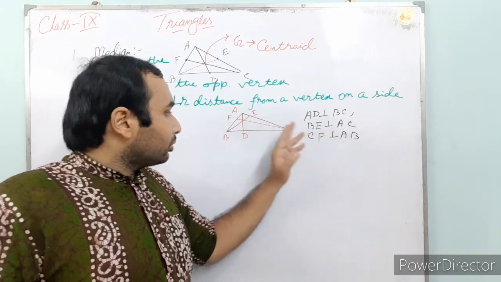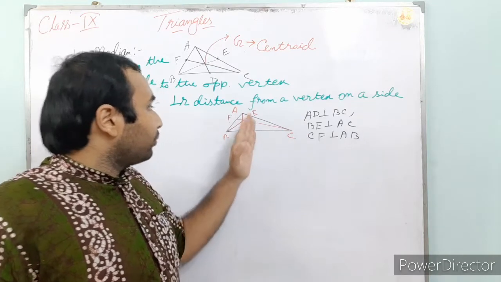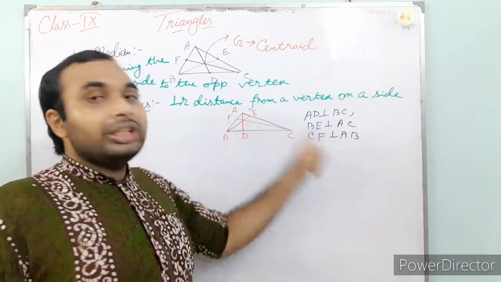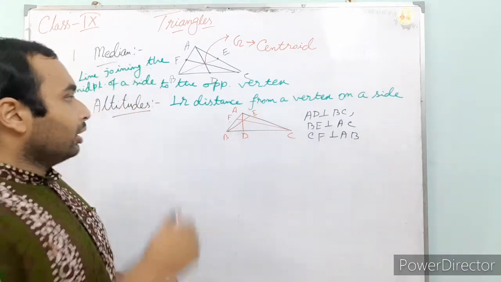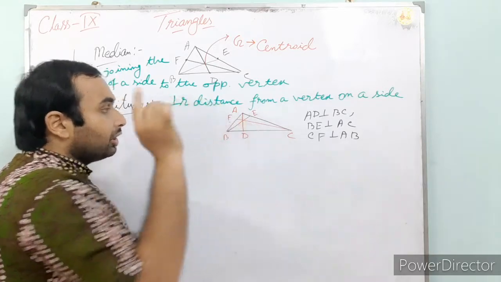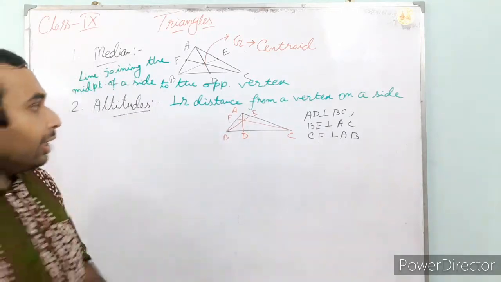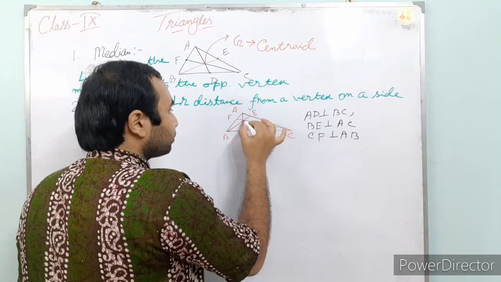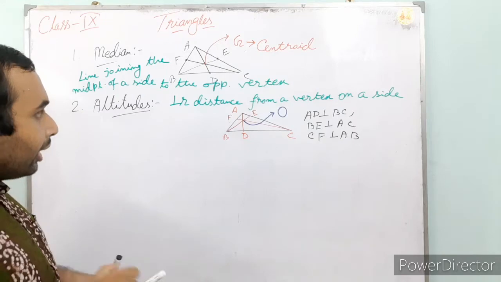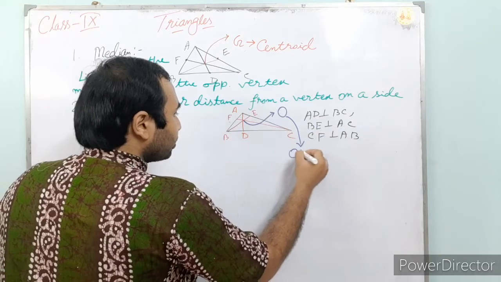So if we are asked to find the altitude of triangle ABC corresponding to the side AC, then obviously BE will be the altitude. Now here also the altitudes are meeting at one point, intersecting at one point. If we give the name O to that point, then this O is the orthocentre.